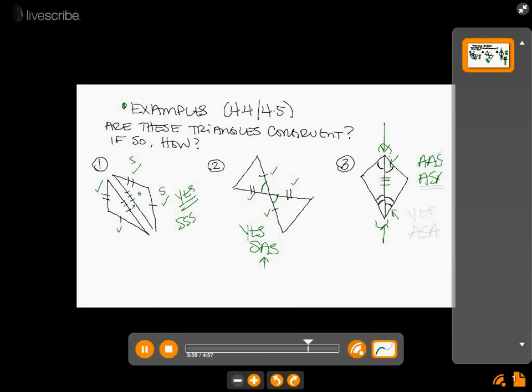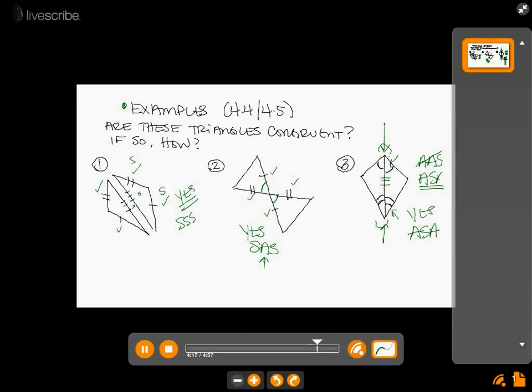So that tells us it's angle, side, angle, and it's not AAS, because if it were angle, angle, side, the side would only touch one of the angles. Here it touches both. Okay? So yes, this is congruent, and it's angle, side, angle.